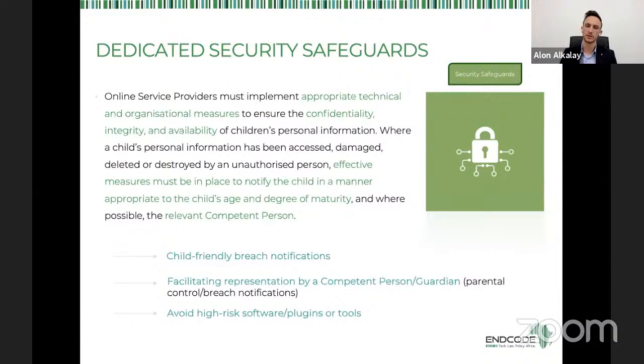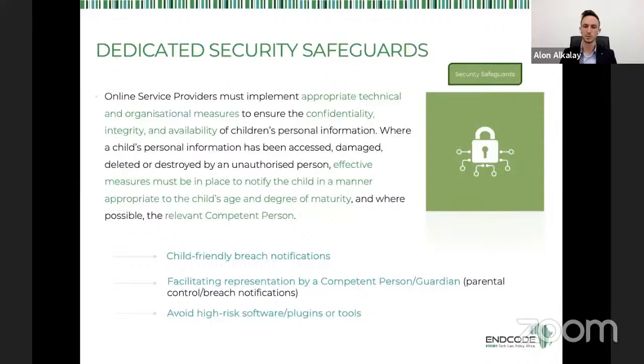So, dedicated security safeguards. Here we're asking OSPs to implement appropriate technical and organizational measures to ensure the confidentiality, integrity, and availability of children's personal information. Now, these are standard technical requirements, but they also need to be applied to children's information, and in some cases, actually more so. In many jurisdictions, children's personal information will also be deemed special category personal information and will deserve extra protection. Now, importantly, where a child's personal information has been accessed, damaged, deleted, or destroyed by an unauthorized person, effective measures must be put in place to notify the child in a manner appropriate to their age and degree of maturity, and where possible, their competent person.